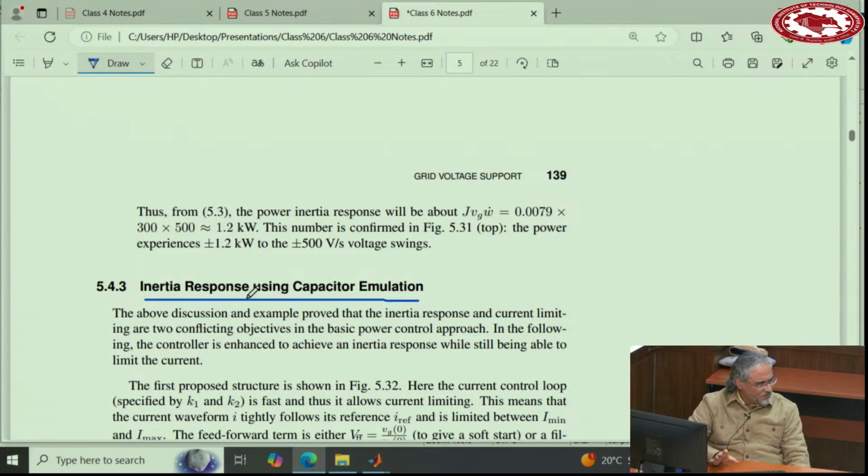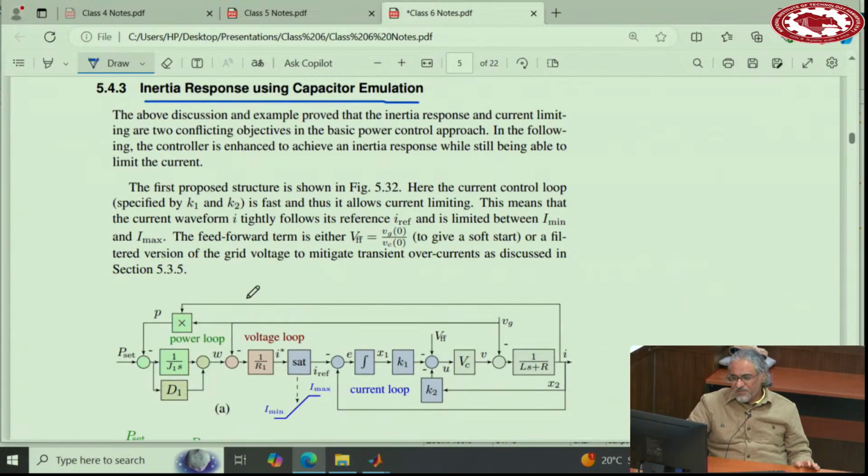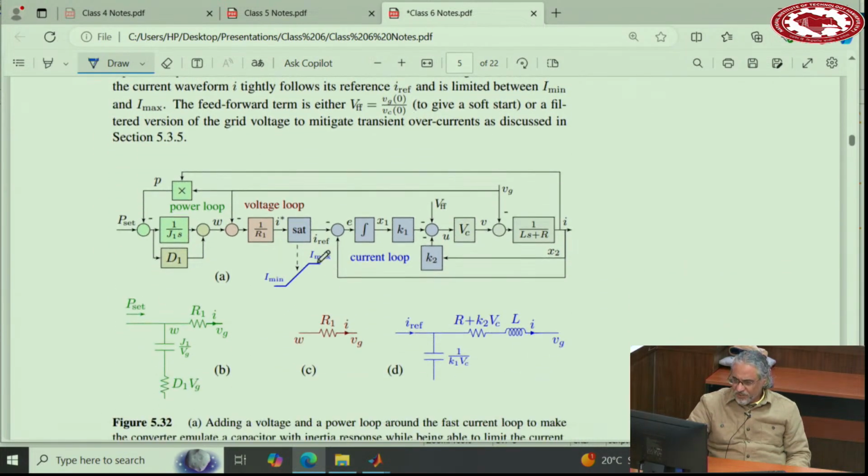We have to put that capacitor, virtual capacitor, outside the current loop, right? So this is the way to do it. See, the current loop is here. We do not change it because we want the current to be fast. Now I put one capacitor here, and this is a capacitor.